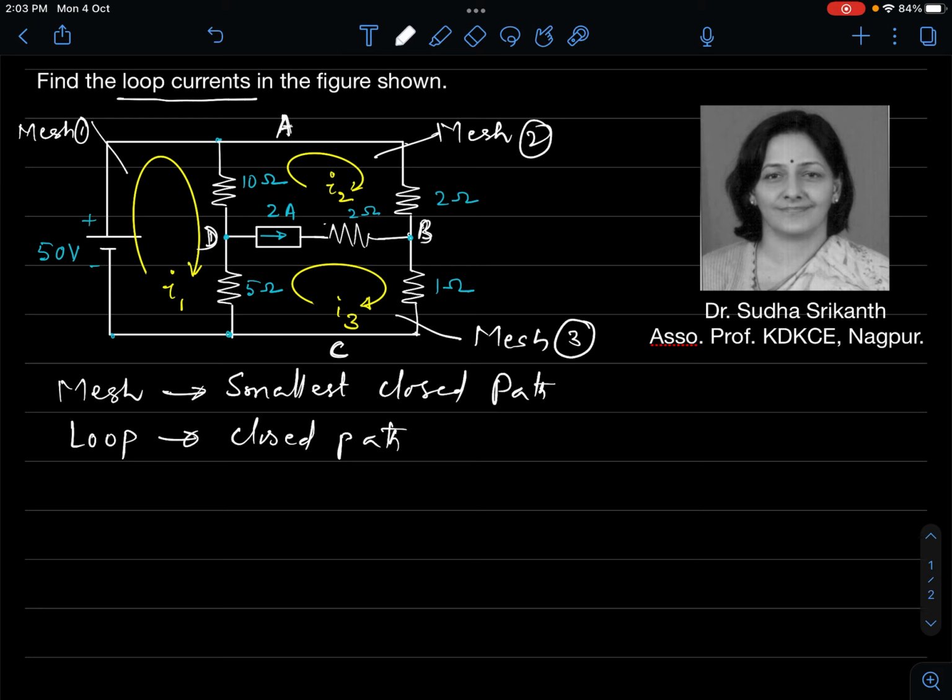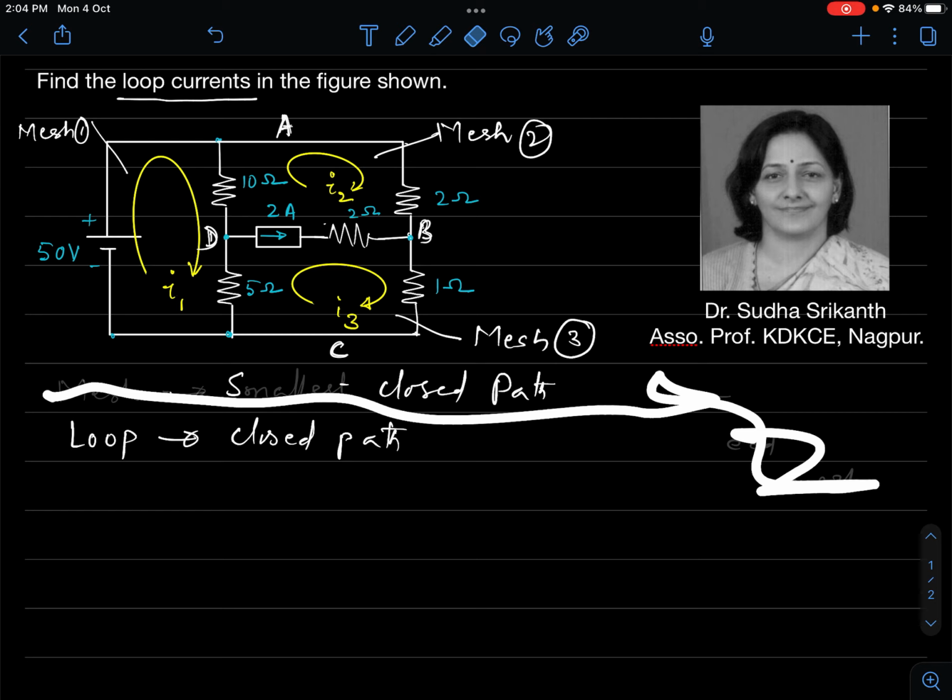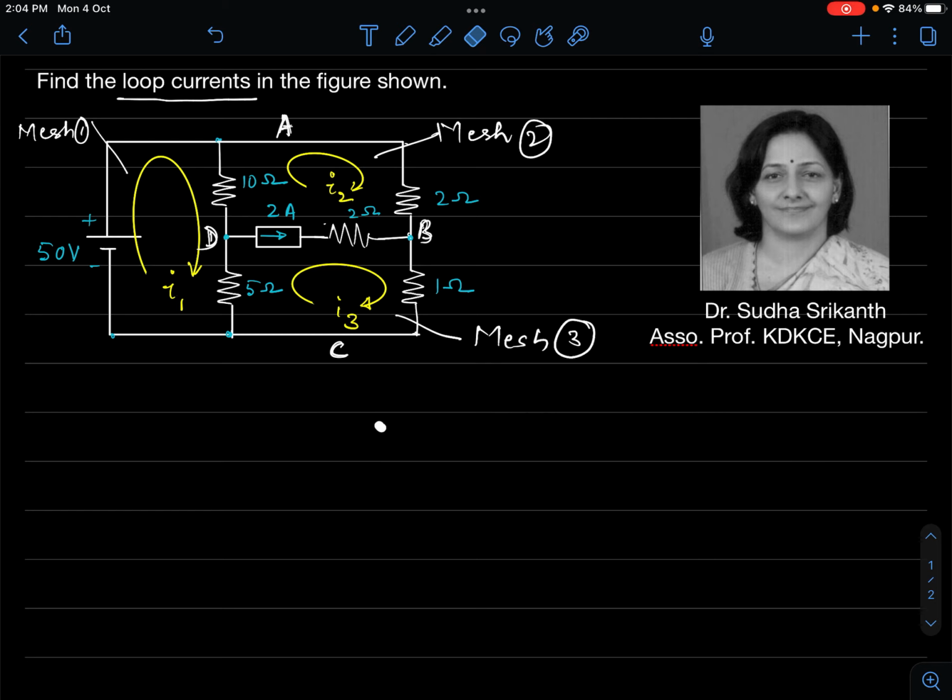Now how do we go ahead with this problem? A loop is essentially a closed path. That has to be remembered. A mesh can be a loop, but a loop need not be a mesh. That is the distinction. However, we will now solve this particular problem for the loop currents, or mesh currents.